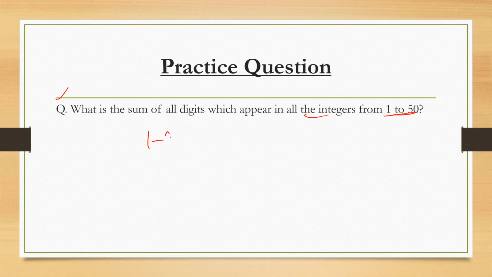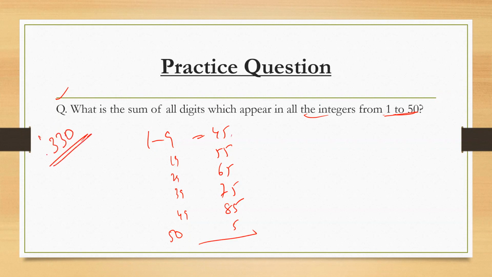Okay, 1 to 9 again. 45, 55, 65, 75, 19, 29, 39, 49. That is 85. Okay. Then you will add to 50, it will be 5 also. Just add it up. Okay. So the answer I have written here is 330. Everyone got the answer. Fine.